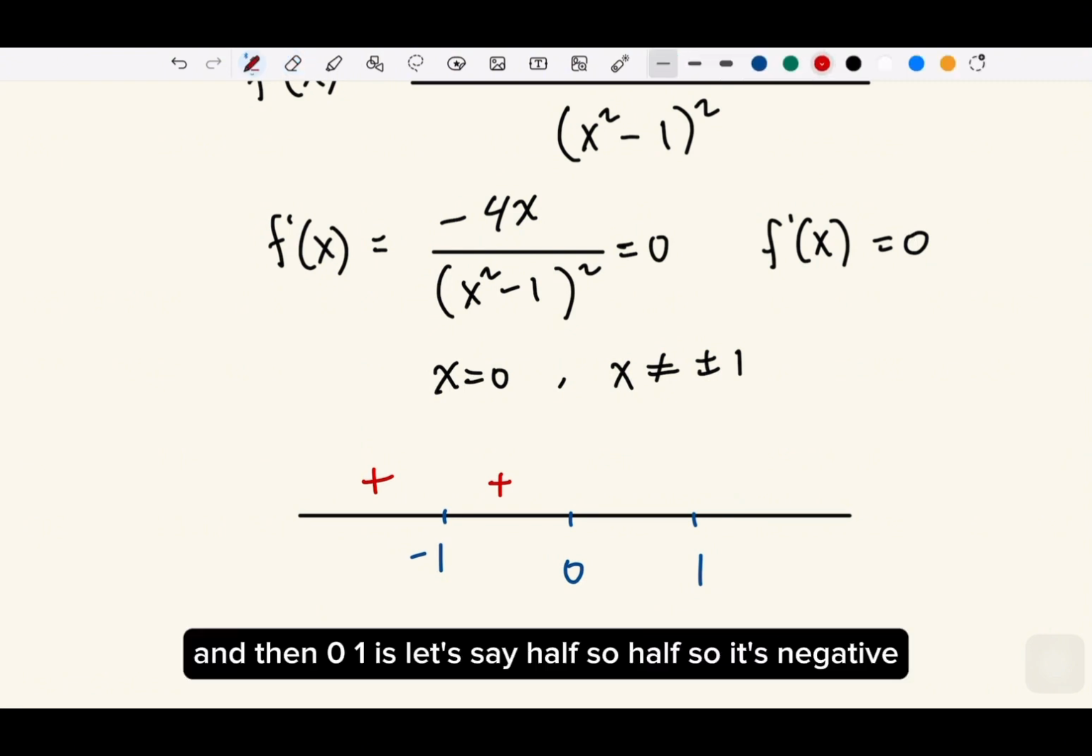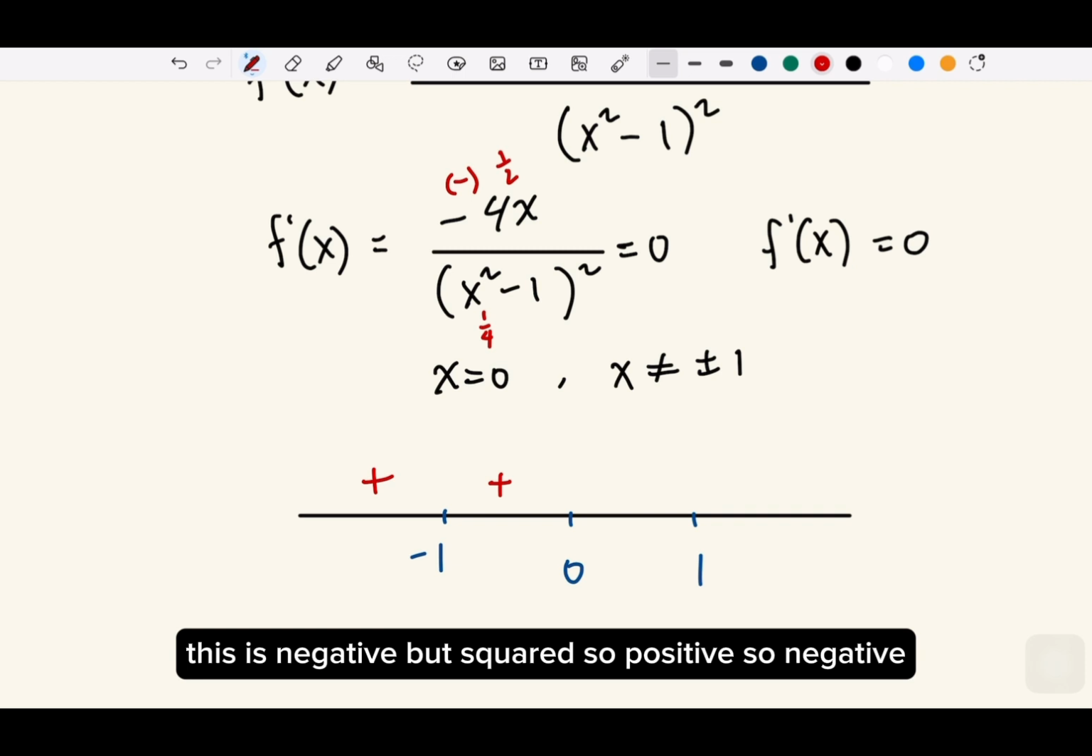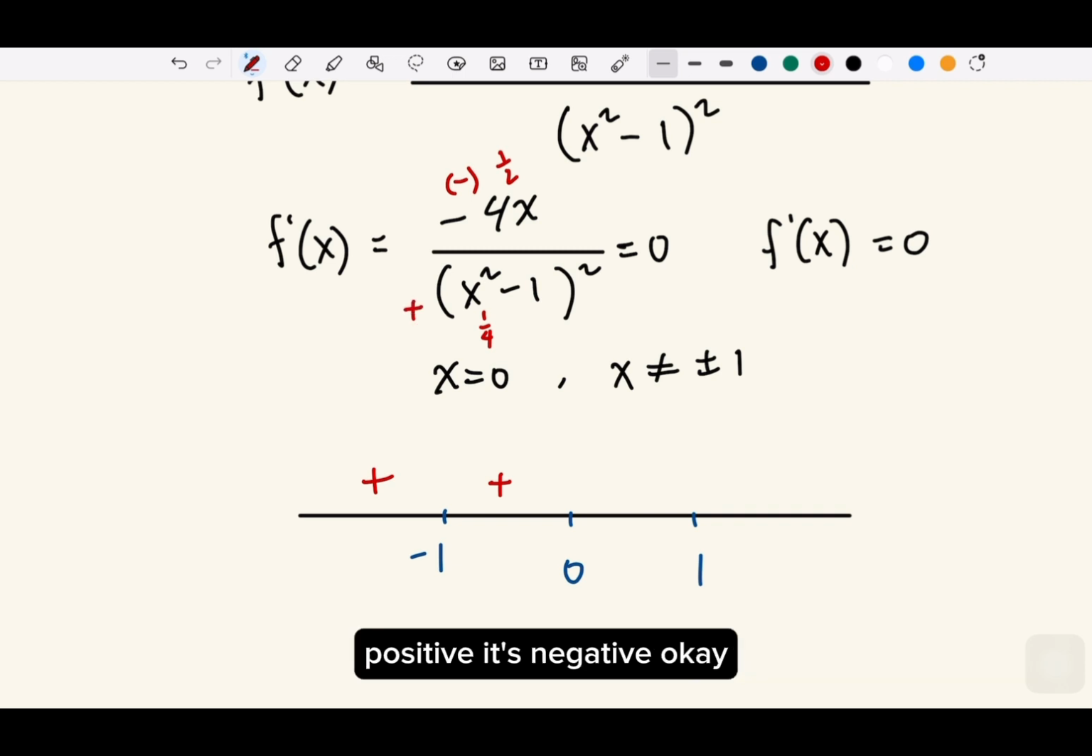And then 0, 1 is, let's say, half. So half. So it's negative, negative on the top. This is negative, but squared, so positive. So negative over positive, it's negative. Okay?